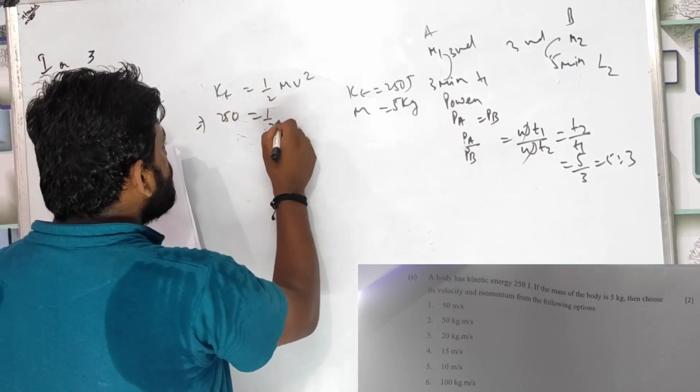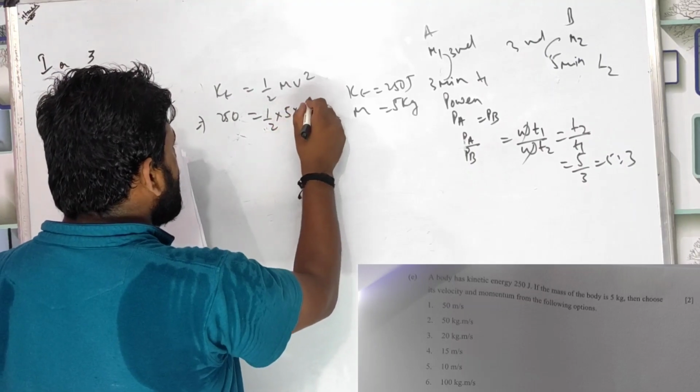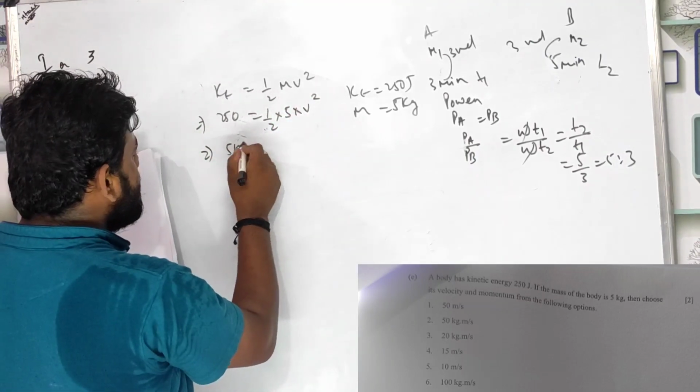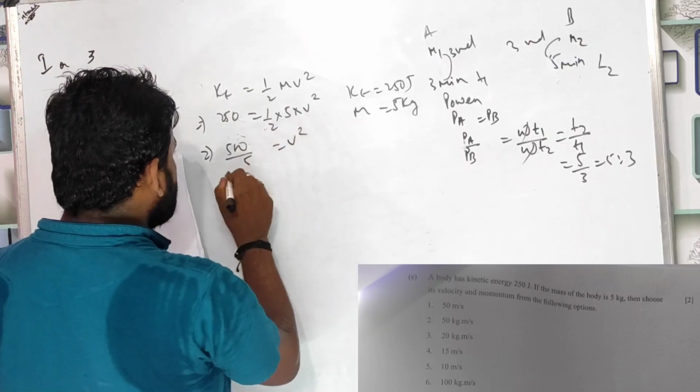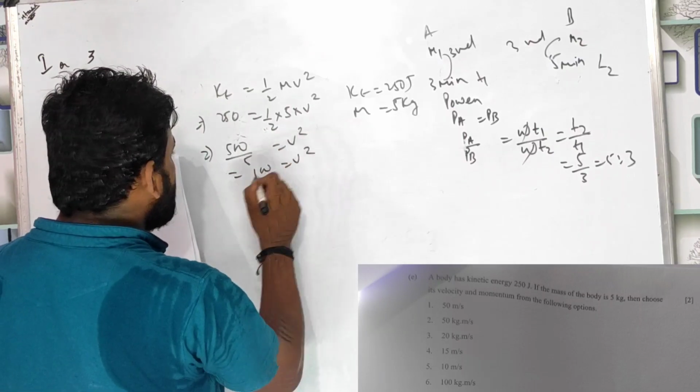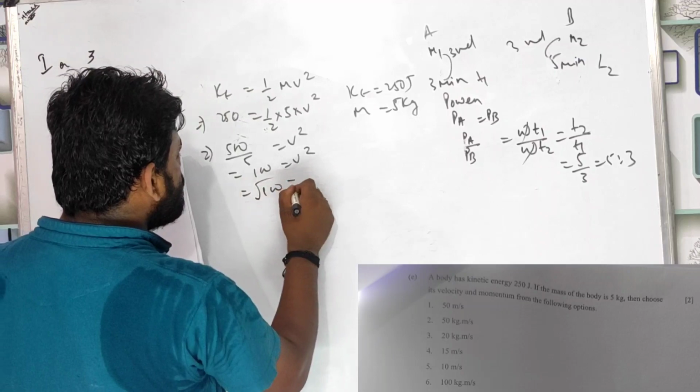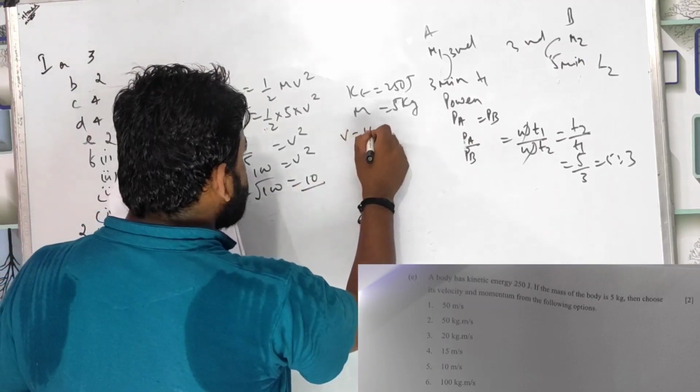250 into 1/2 into mass. Mass is 5 into v square, right? So 500 divided by 5 equals v square, which is 100 equals v square. Under root of 100 equals 10. So v equals 10 meter per second.